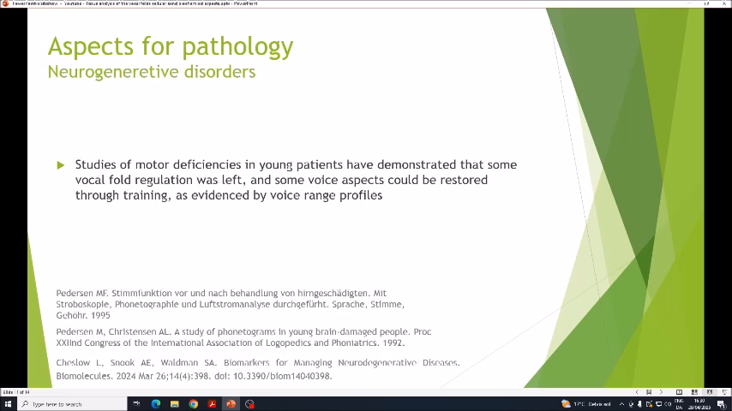Some findings offer hope. In young patients with motor deficiencies, vocal fold regulation remains partially intact. Training can improve function as shown through voice range profile analysis, suggesting rehabilitation potential.